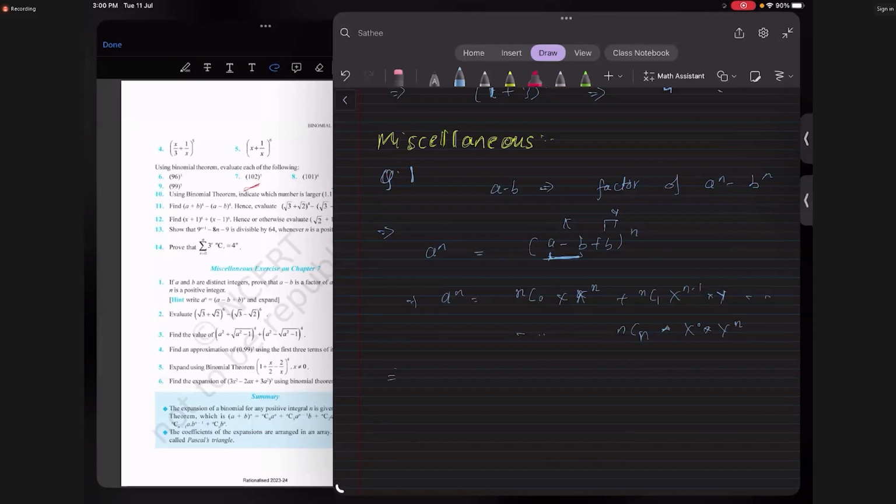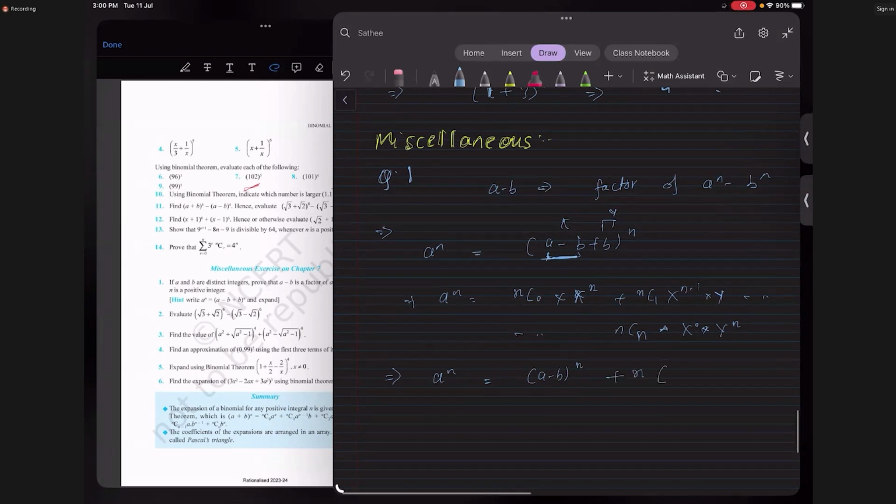And if you put the value of x and y, then this would be like (a minus b) to the power n plus nC1 (a minus b) to the power n minus 1 into b plus and so on, plus this would be like b to the power n.